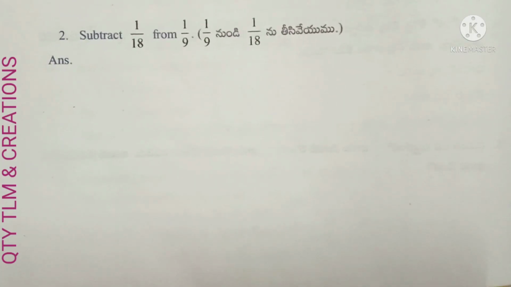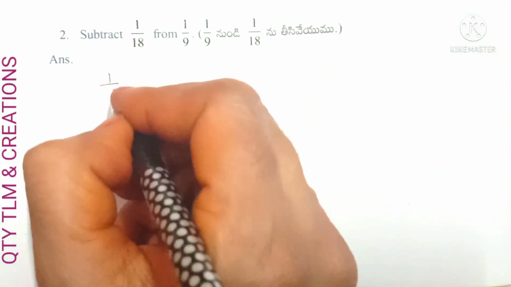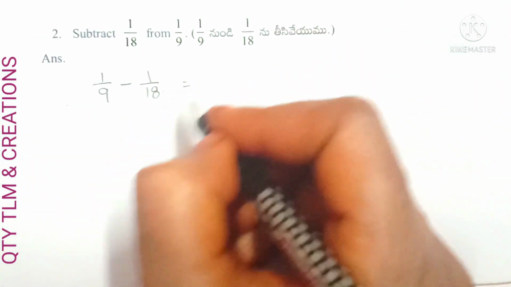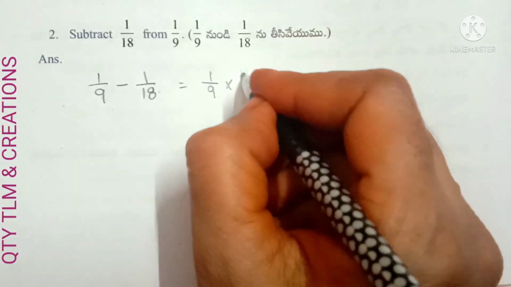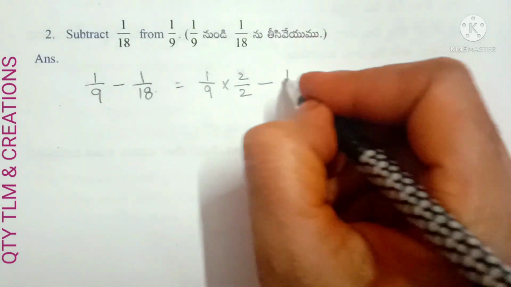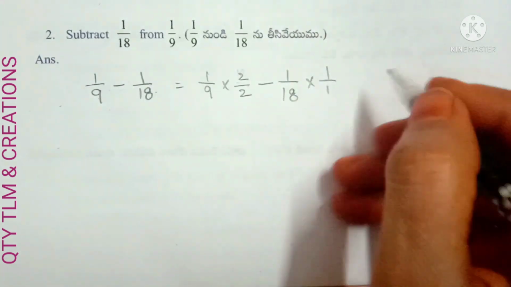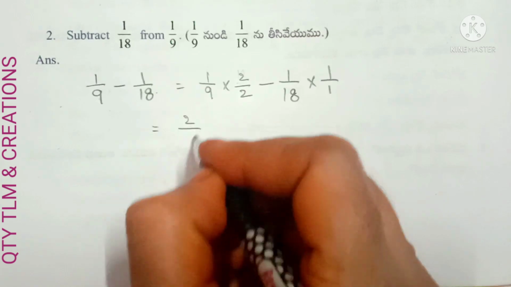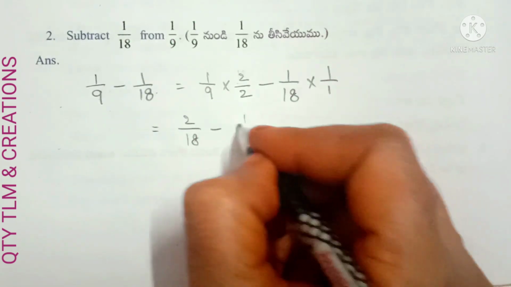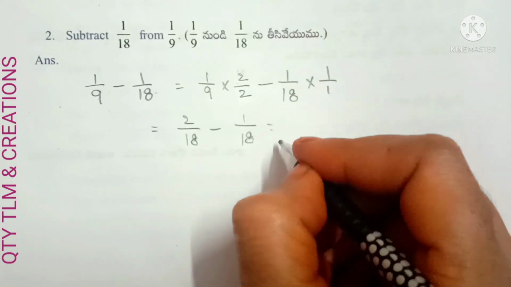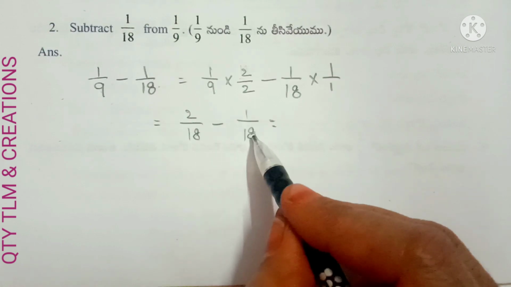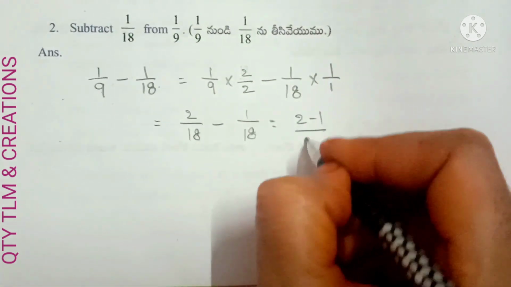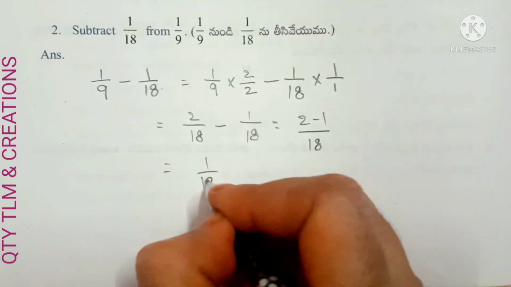Next question. Subtract 1/18 from 1/9. Yes, 1/9 minus 1/18. So LCM of 9 and 18 is equal to 18. So 1/9 into 2/2 minus 1/18 into 1/1 is equal to 2/18 minus 1/18. The difference of like fractions is the difference of numerators by the common denominator. So 2 minus 1 over 18 is equal to 1 by 18.